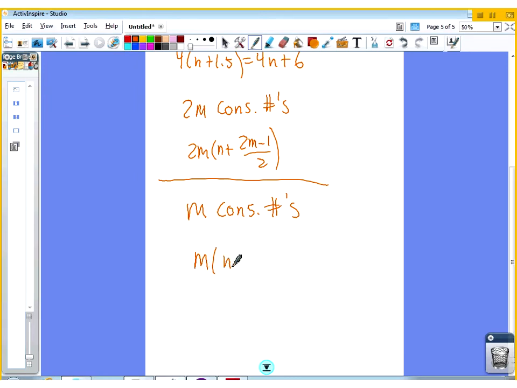M, my number, times n plus... okay, right? And if you look at that, if you distribute this, that's exactly what I wrote down. So this pattern does work even for even numbers, as long as you're okay with having a non-integer in the pattern, or in the formula. This number is only an integer if m is odd; it's not an integer if m is even.